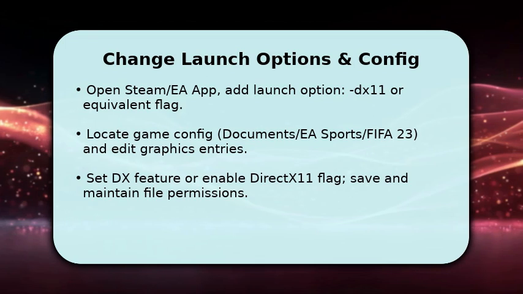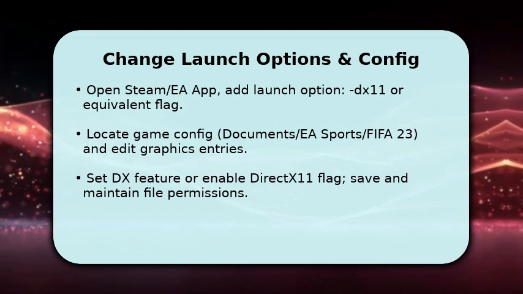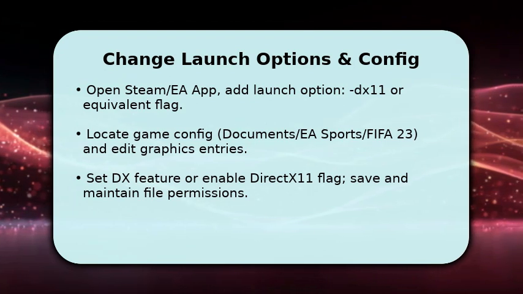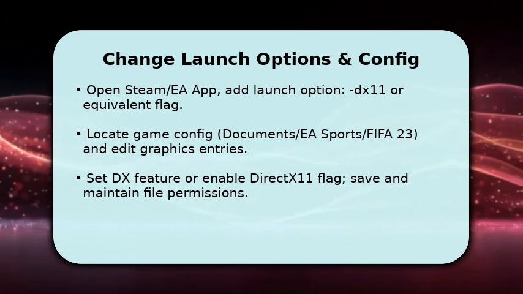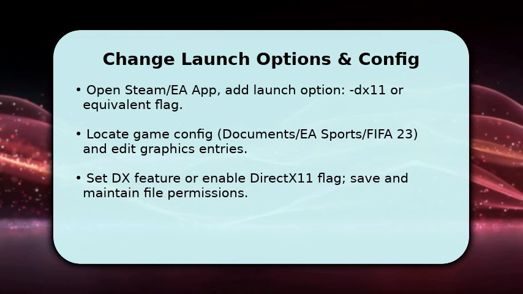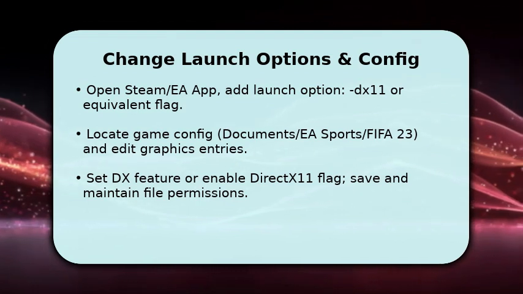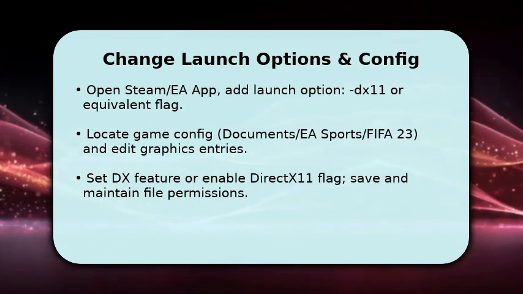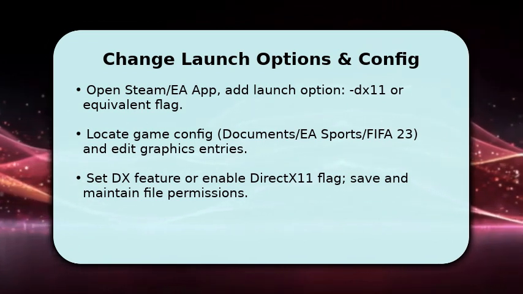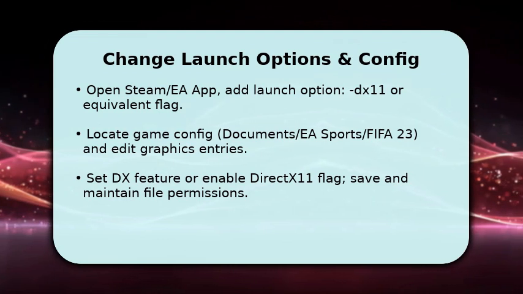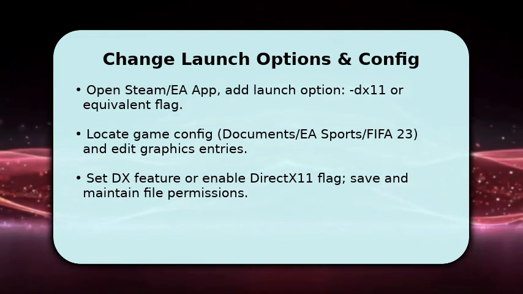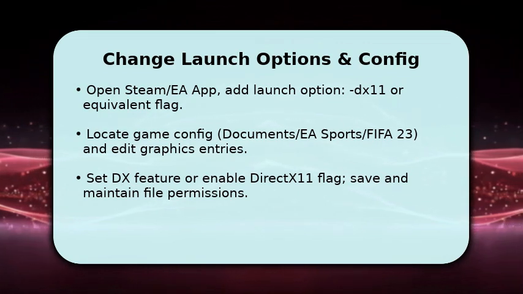For Steam or the EA app, add DX11 to the game's launch parameters. This forces the runtime switch at startup. Then open the FIFA 23 configuration file in Documents/EA Sports/FIFA 23 and change the graphics API entry to DirectX 11 or set the DX12 boolean to false. Save, and ensure the file isn't marked read-only. These changes make the client initialize with DX11 instead of DirectX 12.